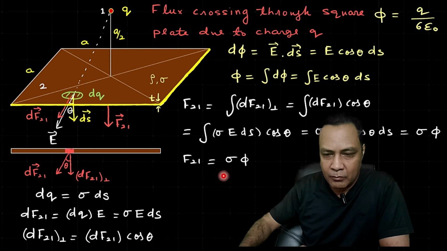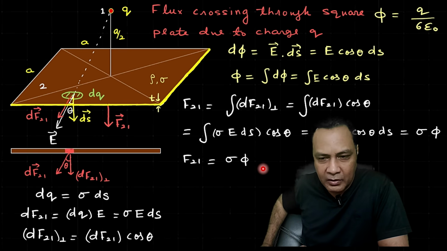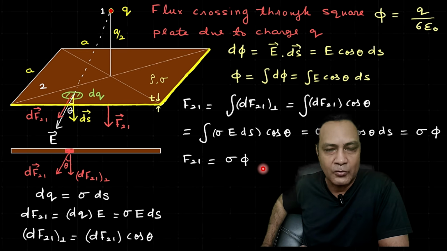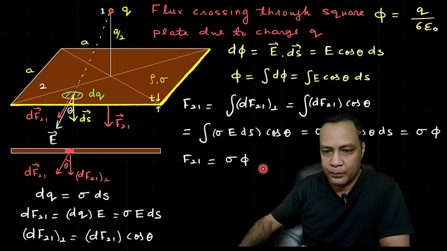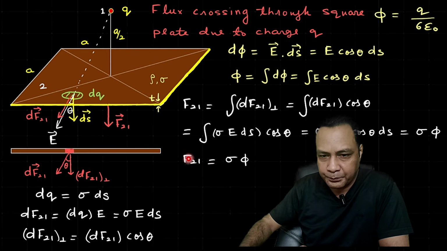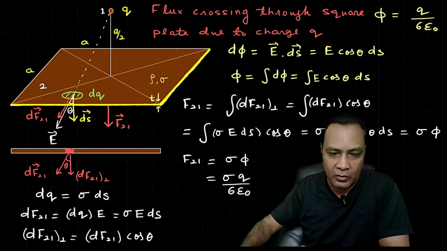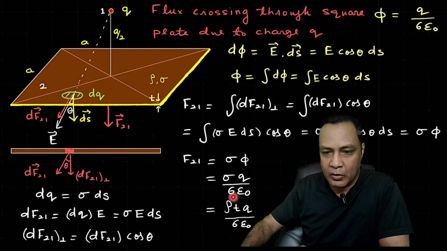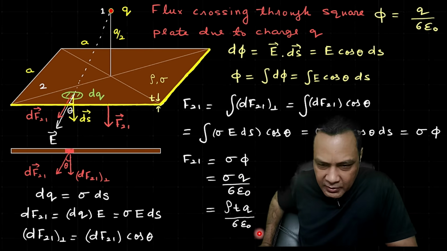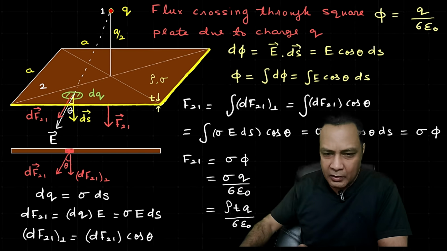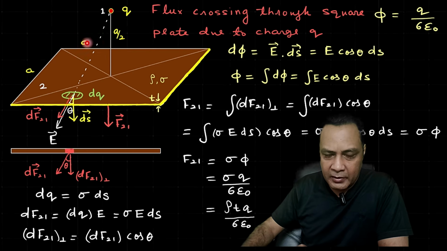So F21 is sigma phi, and we can write sigma in terms of the volume charge density and the thickness of the plate. So sigma is equal to rho into T, and this phi from here is Q divided by 6 epsilon naught. So overall we got F21 as rho T Q by 6 epsilon naught. So the main task is done, and now we can get the electric field here.